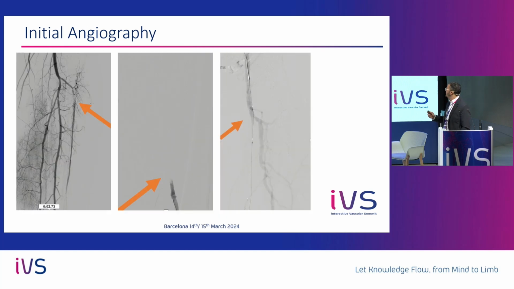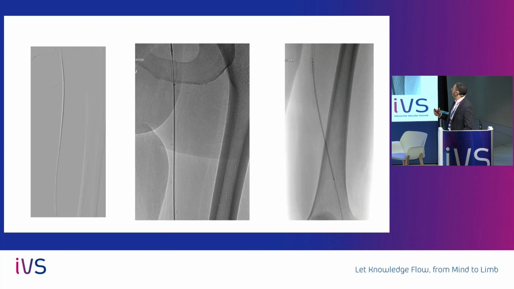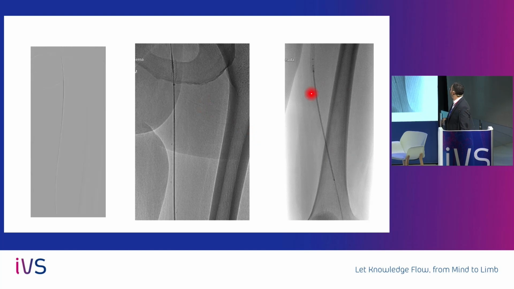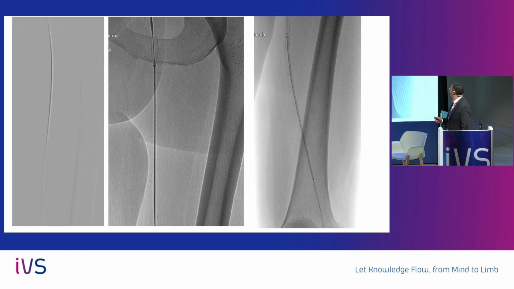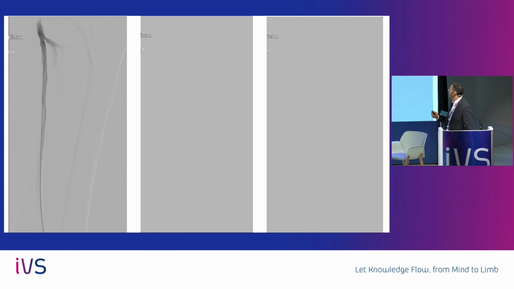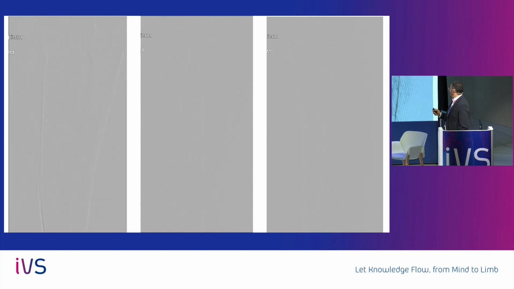So we did angioplasty, predilatation, using a 3 millimeter balloon and then a 5 millimeter balloon. This was the result after the angioplasty, and then we put in a self-expanding bare metal stent, proximally and distally. As you can see here, we have the Evolution Pro in the distal part of this occlusion. And this was the result after stenting.